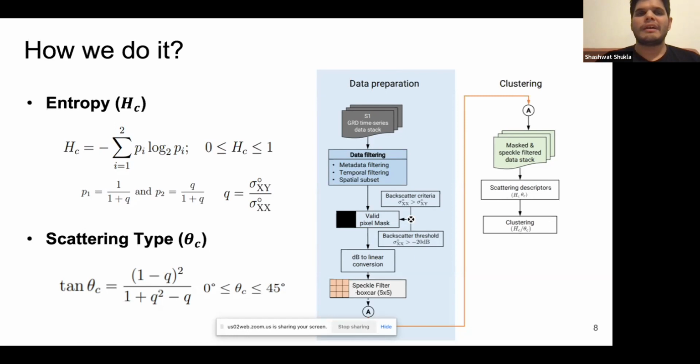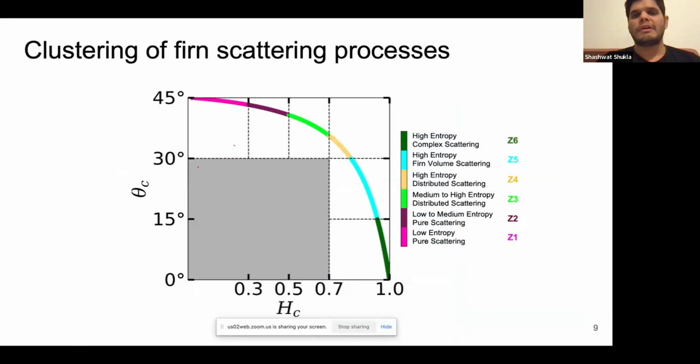But before entering the result directly, let me explain a little bit about the clustering. This is how we cluster all these firn scattering processes. Here the backscatter is decomposed into 6 zones, representing pure scattering with low entropy, and then low to medium entropy, which is generated by zone 2. And then it goes from pure to distributed to volume and to complex scattering. And this is how it is represented. This gray area is the not feasible region, where if any pixel falls, it doesn't correspond to what we are looking for.